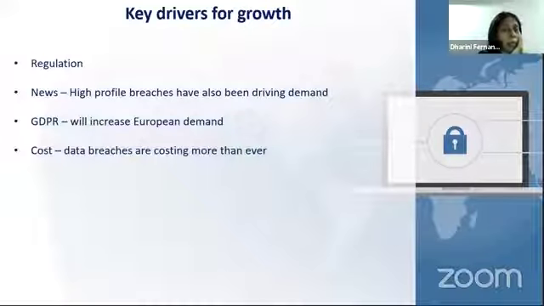So obviously new technology has driven regulation, especially, maybe not in Sri Lanka, but in the US and in the EU, where there's a high level of regulation and high profile breaches. GDPR especially has increased the demand in Europe, and of course the costs involving data breaches. Like I mentioned earlier, the Marriott case, I think up to date, has paid out about 200-300 million dollars.